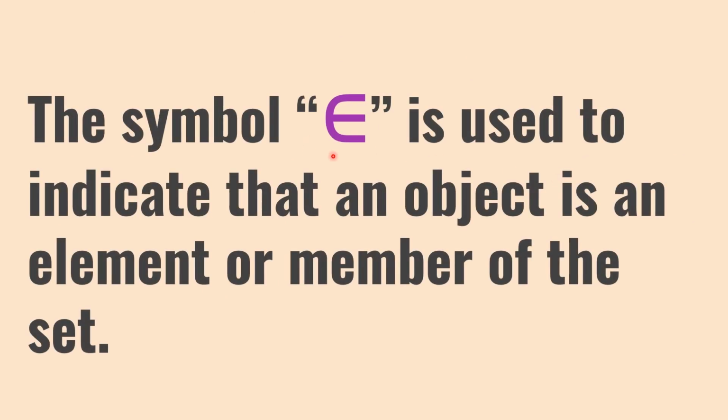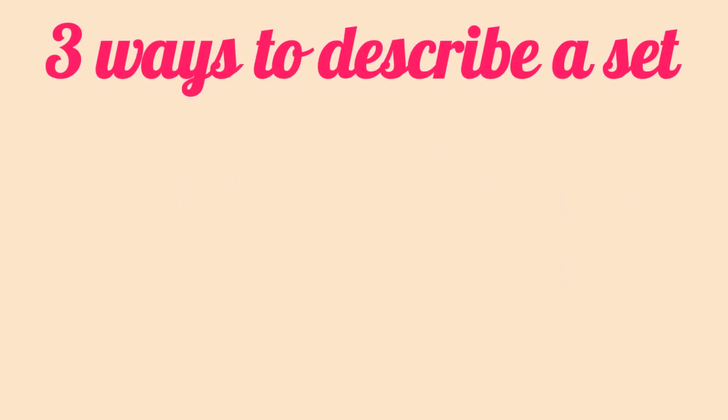The symbol is used to indicate that an object is an element or member of the set. This symbol means set membership. Now let's have the 3 ways to describe a set.